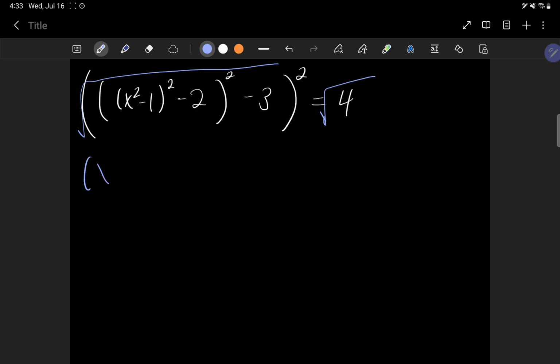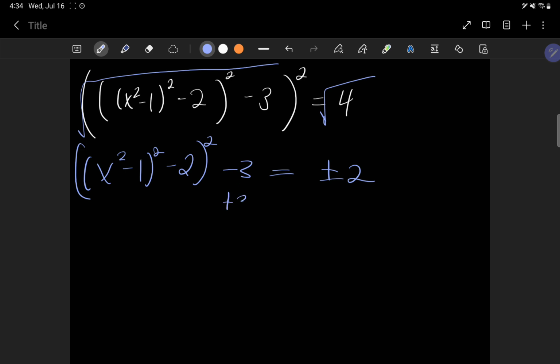Yeah. So I get x squared minus 1 squared minus 2, and that whole thing's squared, minus 3, equals plus and minus 2. And you know what? I think I can just leave that symbol in there until the very end, instead of splitting it into two. If I get confused with it, I have to write it out separately, but I've gotten a little better at it not confusing me.